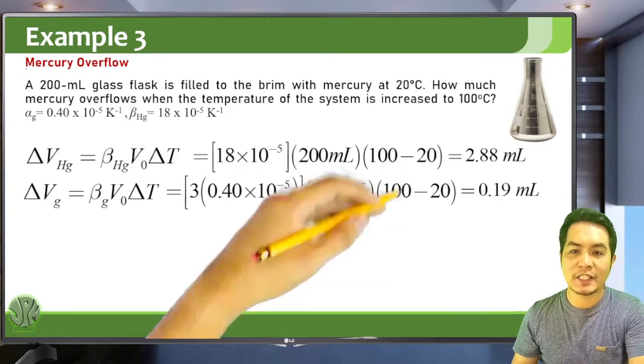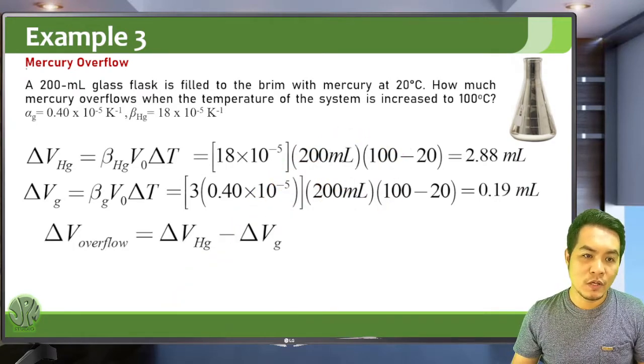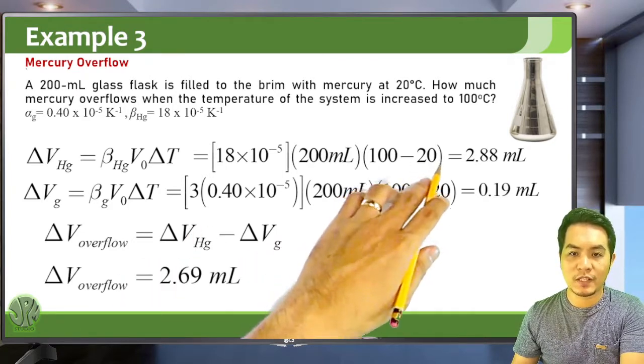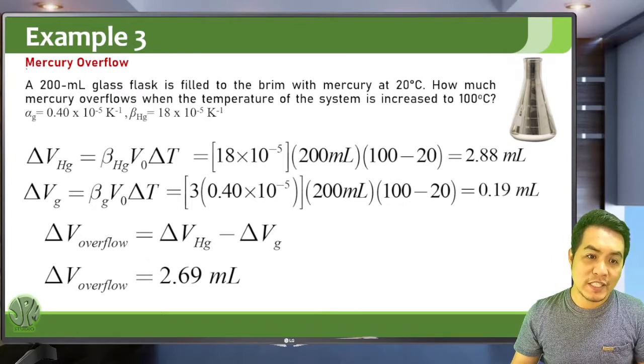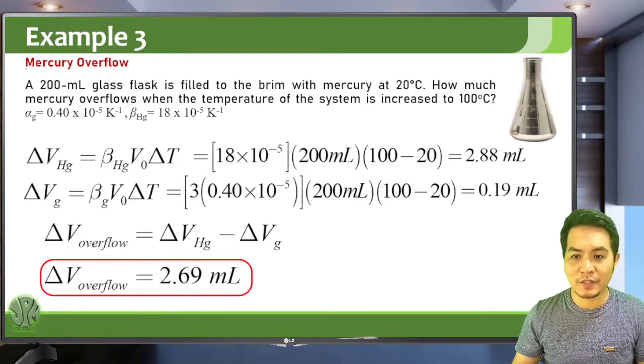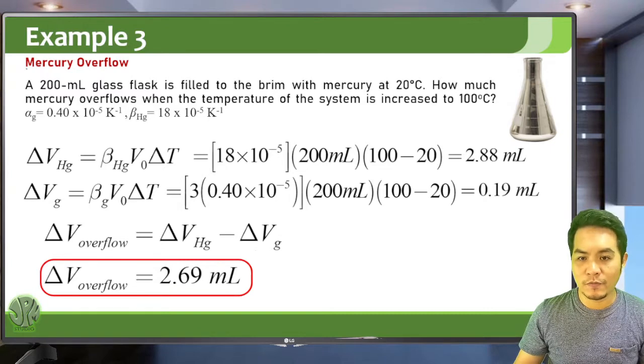So the overflow is just the difference of the two change in volumes. Change in volume of the mercury minus the change in volume of the glass. So you subtract the two and you will get 2.69 ml. So this is now the overflow.